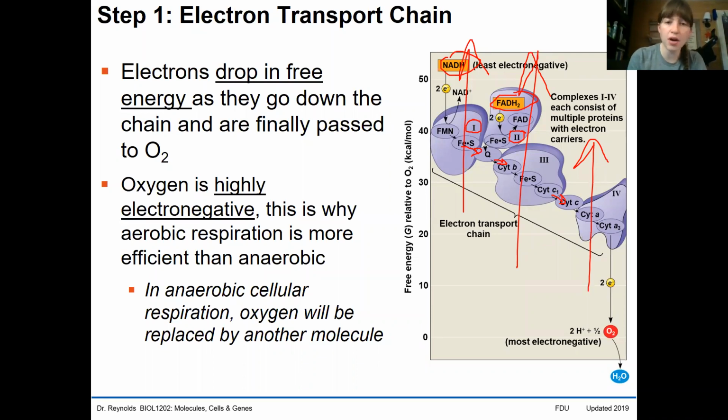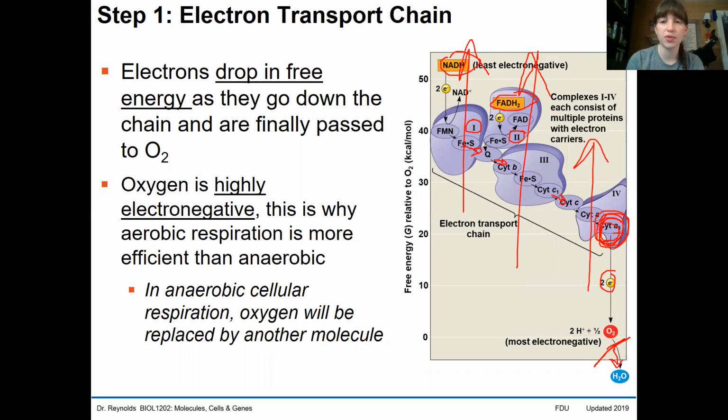Now, by the time our electrons get all the way down to this end complex, they are very low in free energy. It's a good thing that oxygen is highly electronegative, which means it has a high affinity for electrons. And because this oxygen wants electrons so desperately, it will accept even these very low free energy electrons and form water. This is the reason why aerobic cellular respiration is more efficient than anaerobic.